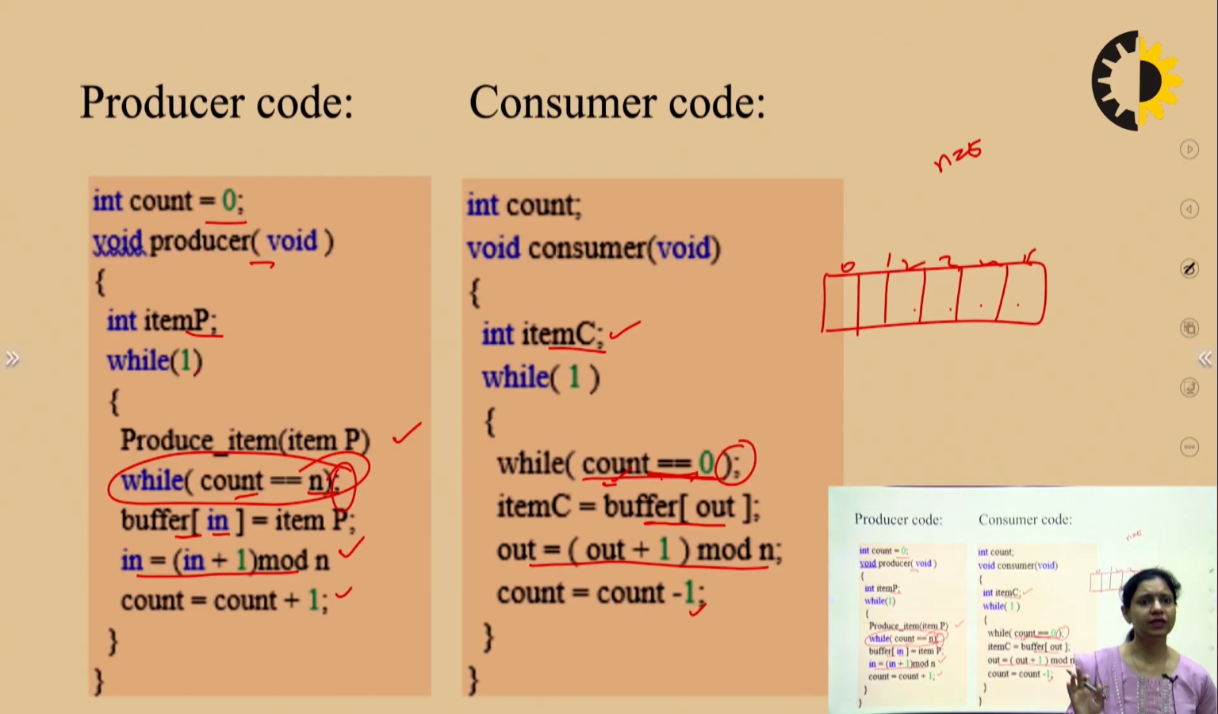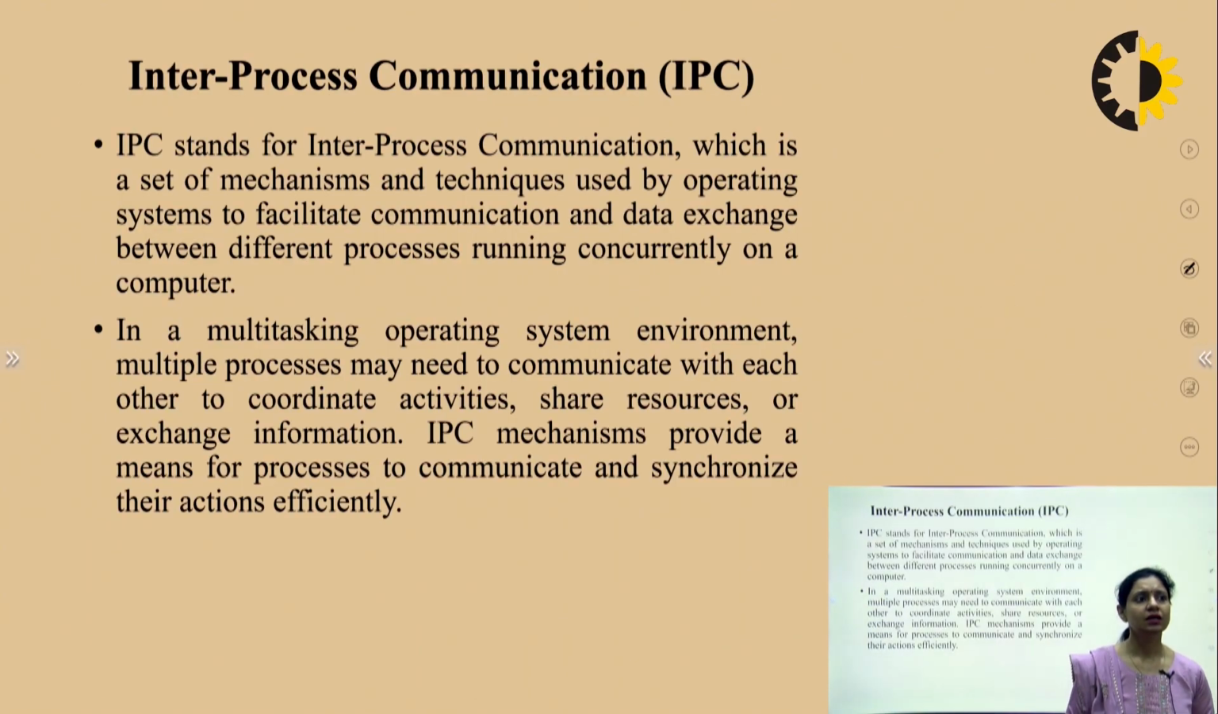Now, if we look over here, we have the producer and consumer both working together. So, we need some mechanism so that they can communicate with each other and they can identify whether the buffer is available for the producer or the consumer at a particular point of time. So, in a multitasking operating system environment, multiple processes may need to communicate with each other to coordinate their activities, share resources and exchange information. The IPC mechanism provides a means for processes to communicate and synchronize their actions effectively.